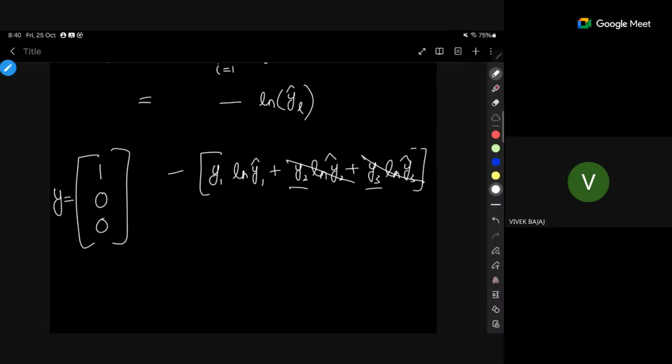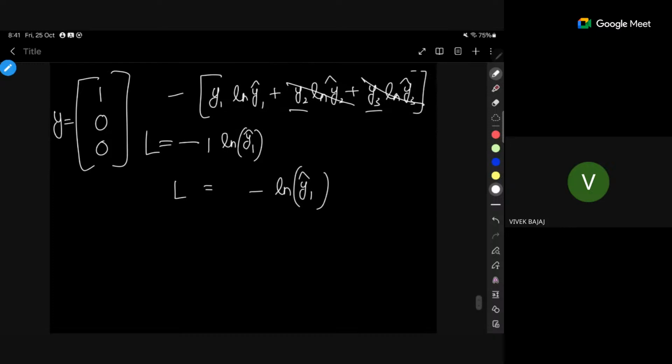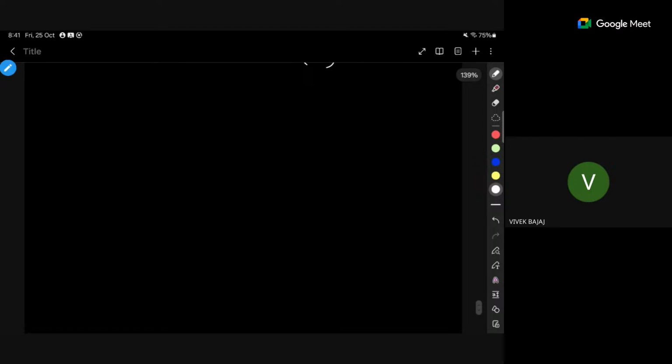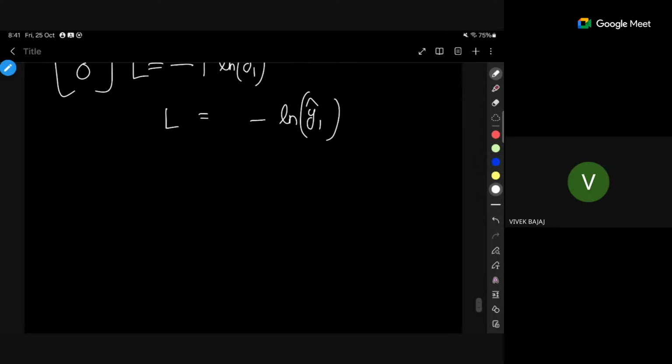I don't have it. And y1 is 1, so 1 multiplied by ln y1 hat, that's what is left, minus of that. So that's what my loss is now. Loss is minus ln y1 hat. From this, I'll have just one term left, and the rest will all go out. Fine. So this is my cross entropy loss function.